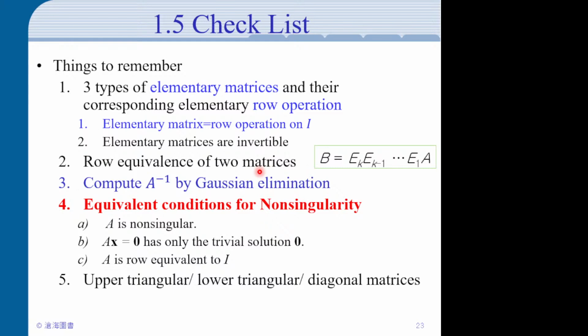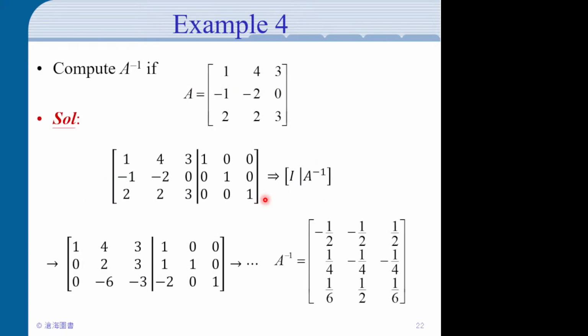Using row operations on the matrix, we find that we can calculate A inverse by Gaussian elimination. Here is how you do it. You write a big augmented matrix: you have A here, and you put the identity here. And you do row operations to turn A into the reduced row echelon form.